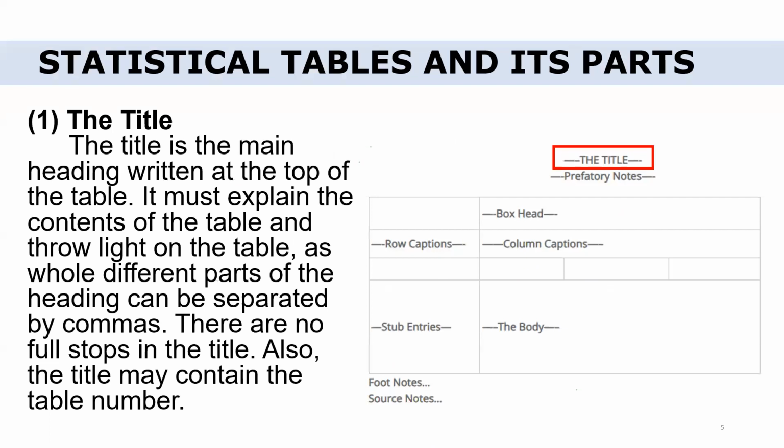When we speak about the title, it is the main heading written at the top of the table. It must explain the contents of the table and throw light on the table as a whole. Different parts of the heading can be separated by commas. There are no full stops in the title. Also, the title may contain the table number. So the title would usually tell us what the table is about, and usually it's written at the top of your table.